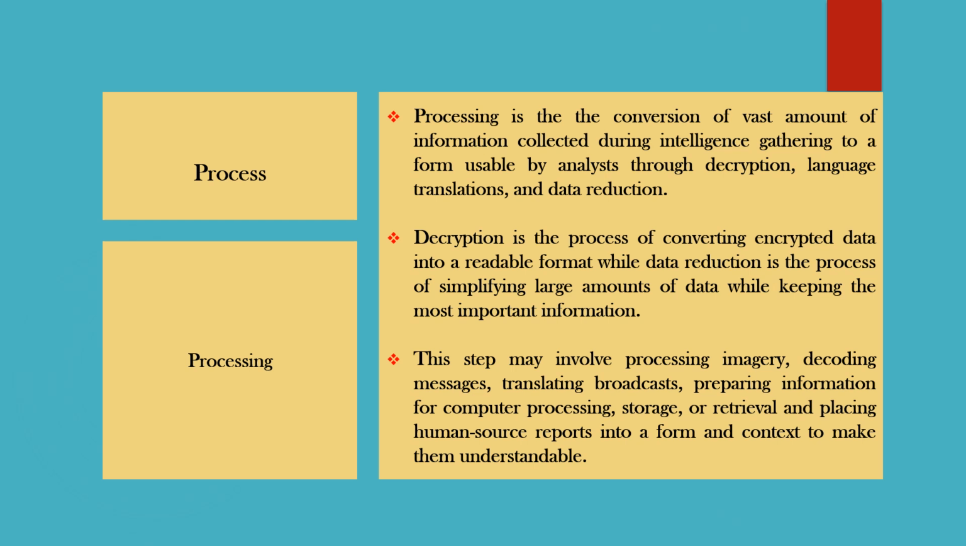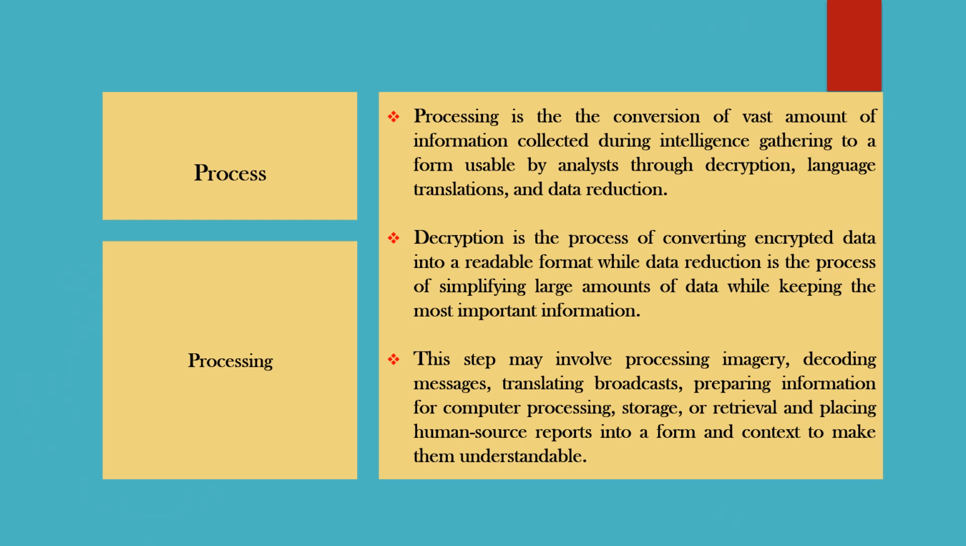Now, the processing as a step in that intelligence gathering process may also involve processing imagery, decoding images, decoding other messages, translating broadcasts, preparing information for computer processing and storage or retrieval, and placing human source reports into a form and context to make them understandable. In other words, when you talk about processing, there are people who are able to translate images, and in that process they have to be taken to specialists in the reading of messages so that they are able to tell what they can see and therefore interpret that information to policymakers.